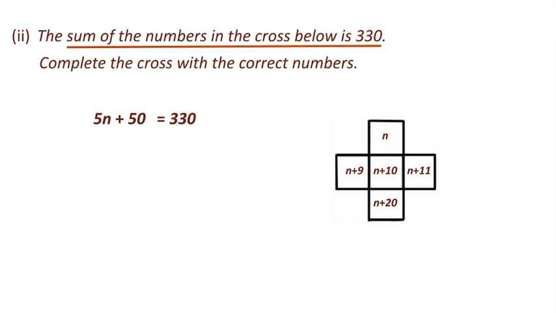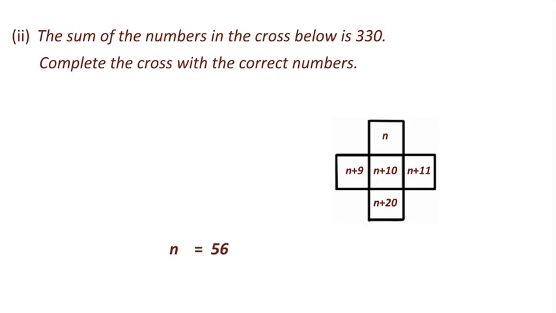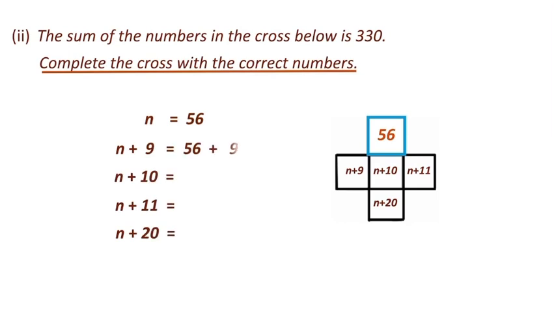Now subtract 50 from both sides and n is equal to 56. Now we complete the cross with the numbers. Replace n by 56. Now we put value of n and find the rest 4 numbers of the cross.